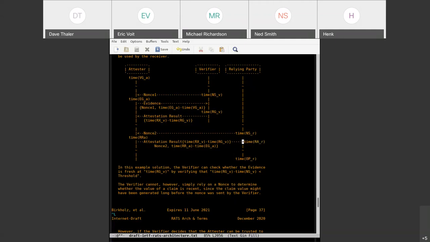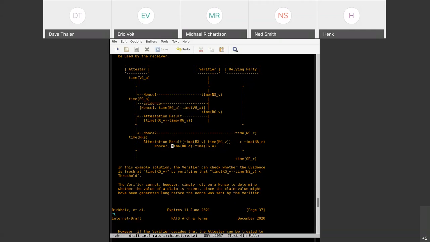So would it be okay if I indicated it like this? If it fits, yes. Because I think it needs to be received, yeah. And that's the time RA. And then it sends this nonce to, right? And then it sends this time? It sends the time between here and here.